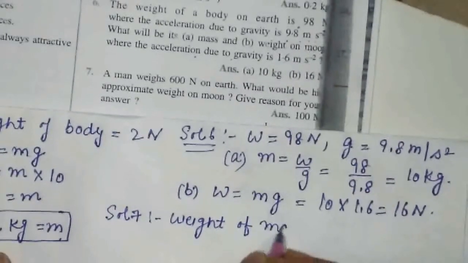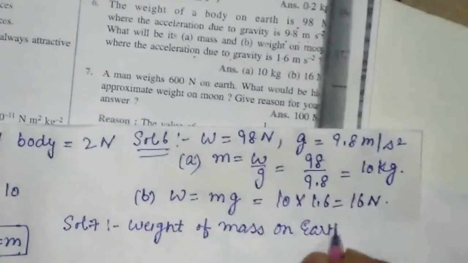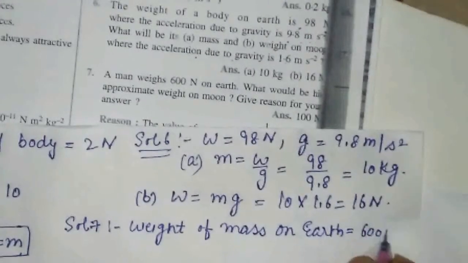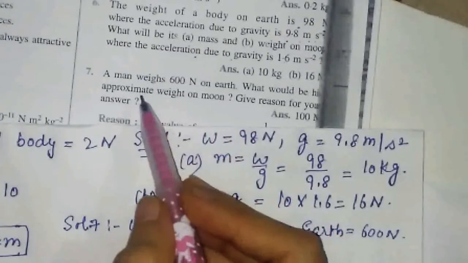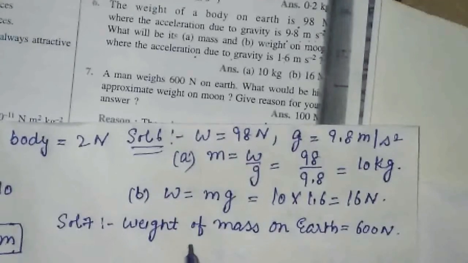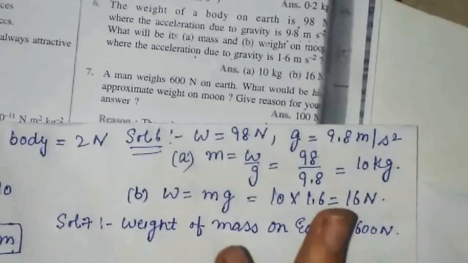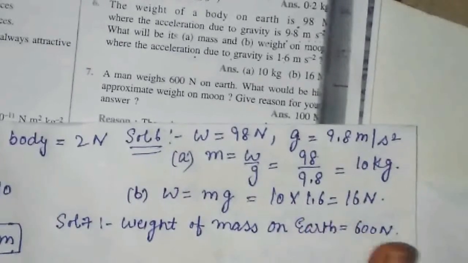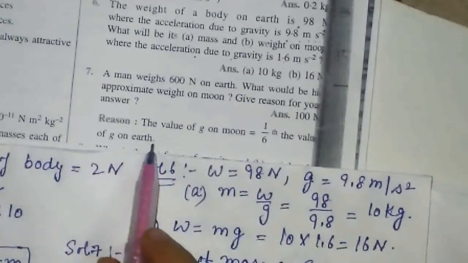Weight of man on earth is equal to 600 Newton, and we have to calculate the approximate weight on moon. Student, one thing you should remember is weight of man on moon is 1/6 weight of man on earth. Clear? It is because acceleration due to gravity on moon is 1/6 of the value of g on earth.